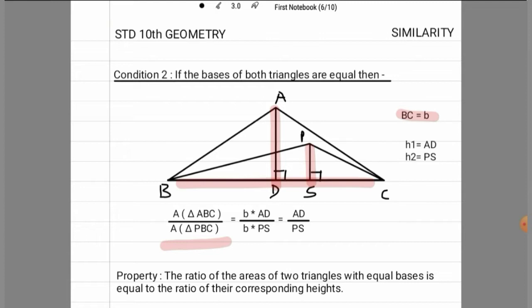Since the base of both the triangles is equal, that is b, we can cancel b from both, and we get the final equation as AD upon PS. AD and PS are the corresponding heights of both the triangles. So we can conclude from this that the ratio of the areas of two triangles with equal bases is equal to the ratio of their corresponding heights.